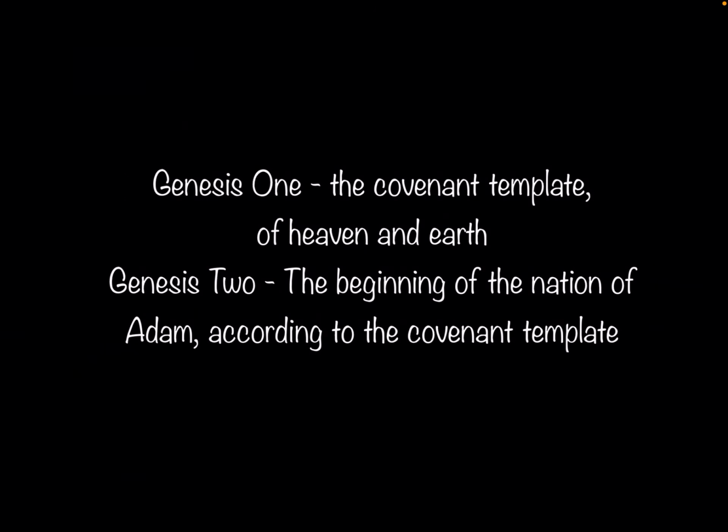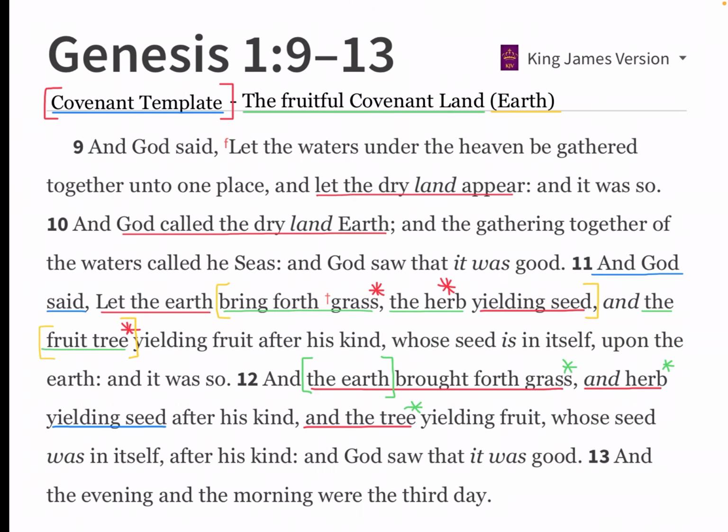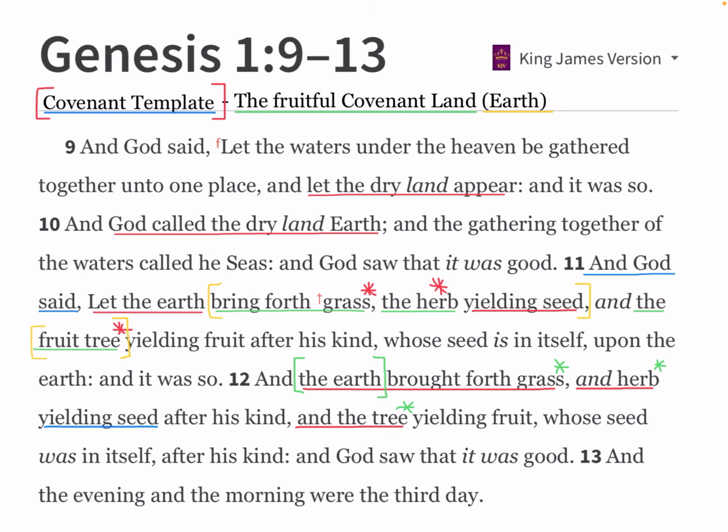Genesis 1, the covenant template of heaven and earth. Genesis 2, the beginning of the nation of Adam according to the covenant template. Genesis 1:9 through 13, the covenant template of the fruitful covenant land, earth. So let's take a look at this process for the building up and establishing of the fruitful covenant land, earth.